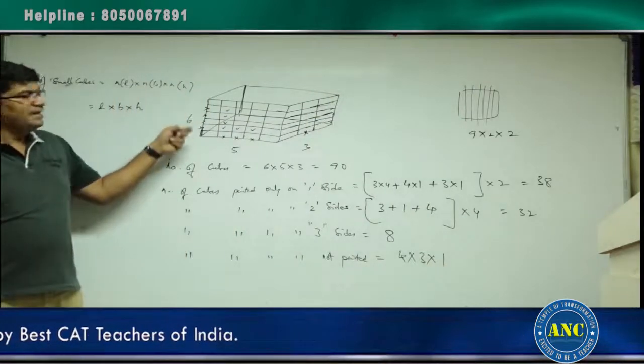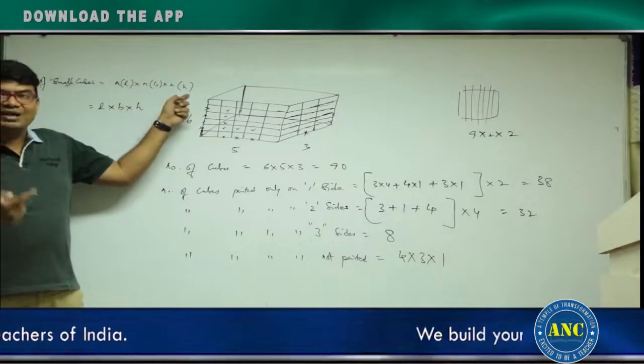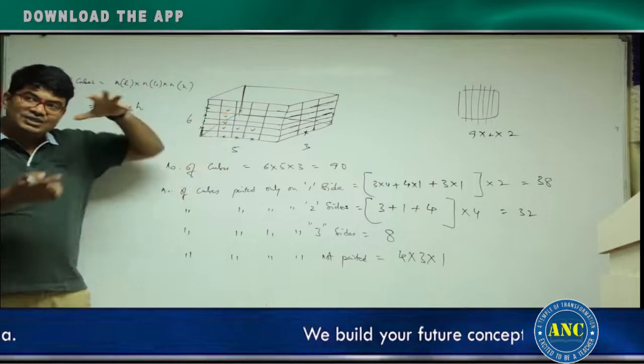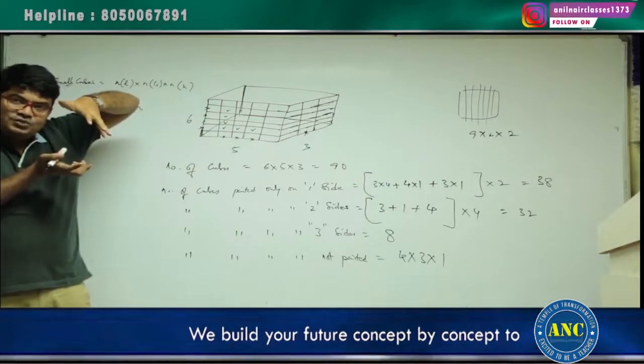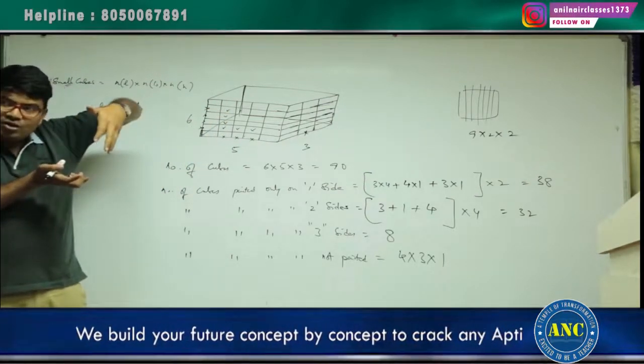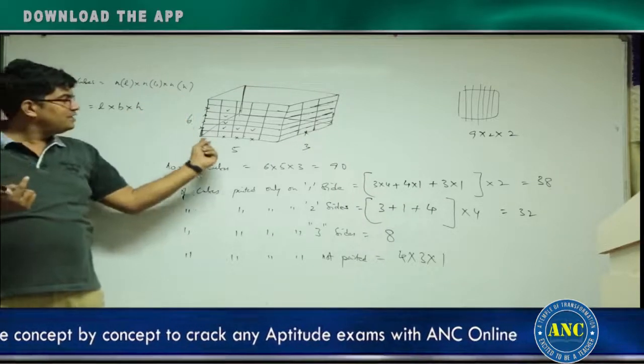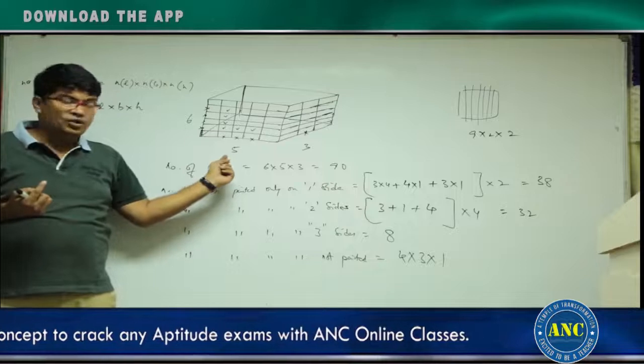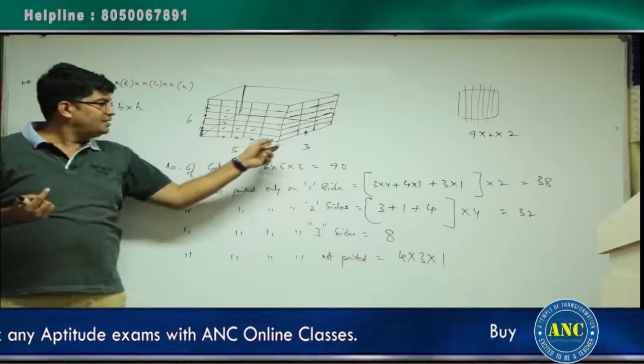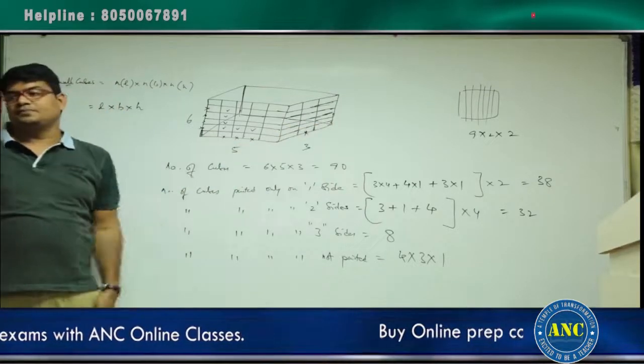Why 4 into 3 into 1? Here your height is 6. The ones which will not have color will be inside. Therefore, they should be covered by the outer cubes. So inside the cube, no color at all. Its height will be 4. Its breadth will be 3. Sorry, its length will be 3 and its breadth will be 1.